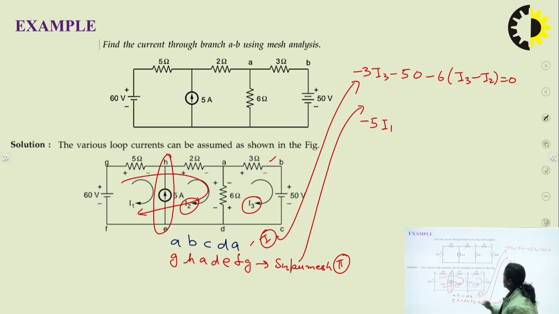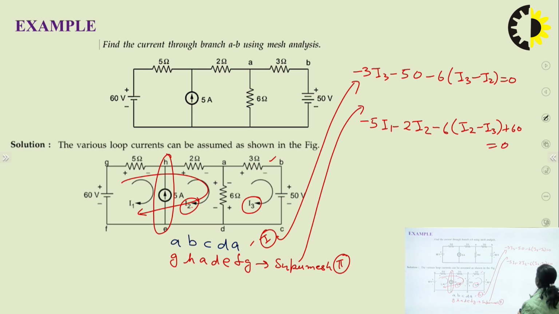Now coming to the 2 ohm, because I am considering this whole loop, the current flowing is I2, so I will write minus 2 I2. Now coming to the 6 ohm, minus 6 times I2 minus I3. Now coming to the 60 volt, I am going towards the right, so I will write plus 60, and this is equal to 0. So I have written two equations for this loop.